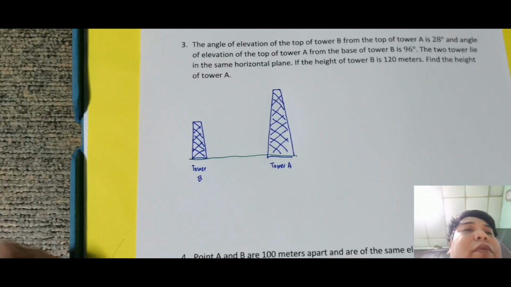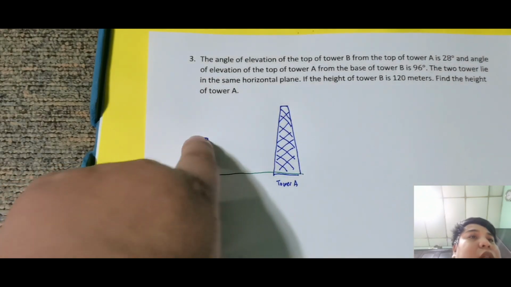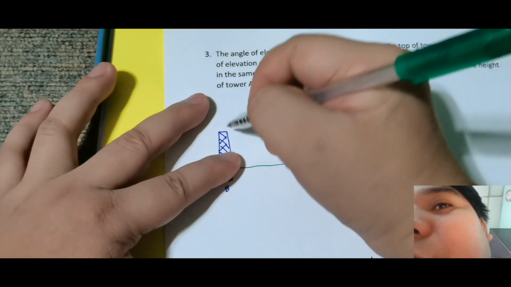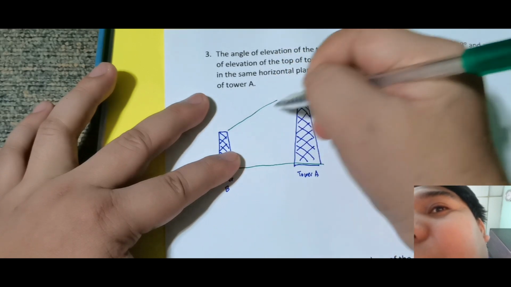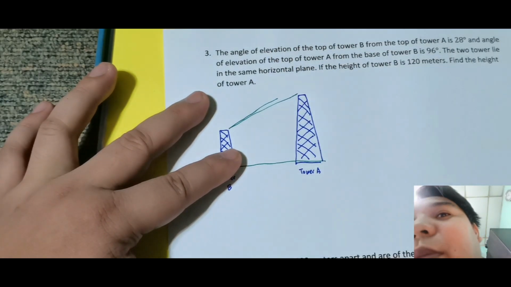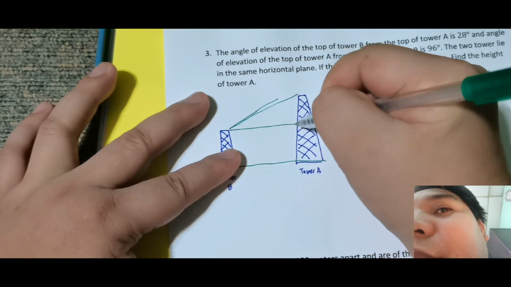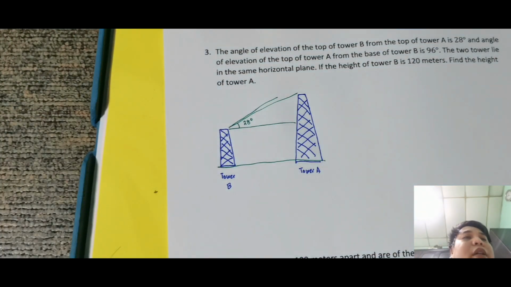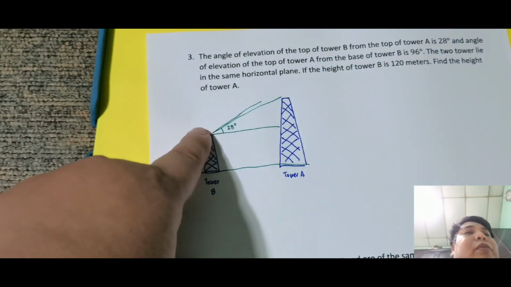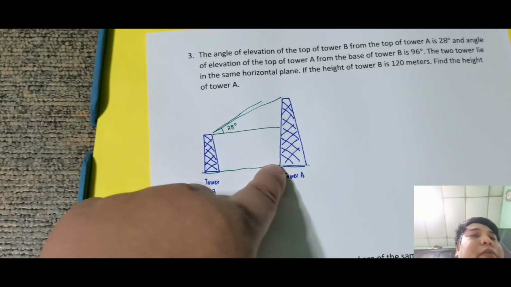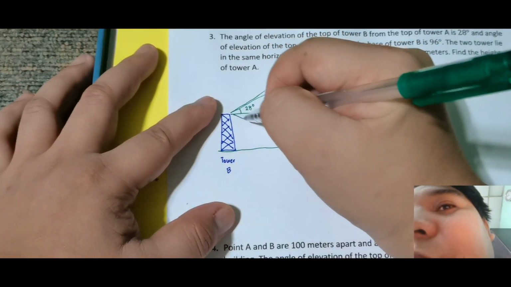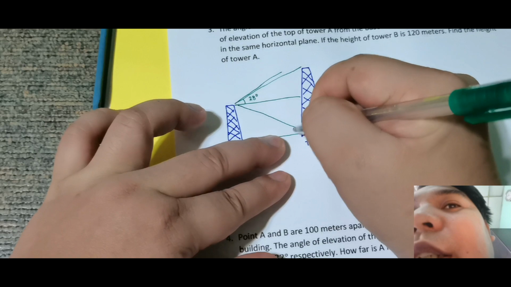Okay, ngayon. So punta na tayo. Yan sabi, the angle of elevation from the top of tower B to the top of tower A is 28 degrees. So, meaning, mula daw dito, sa top na to, papunta doon, yung angle of elevation niya is 28 degrees. Okay, next. The angle of elevation from the top of tower A, from the base of tower B. So meaning dito yung angle of elevation, paangat doon. So the angle of elevation simply ito daw ay 96 degrees.